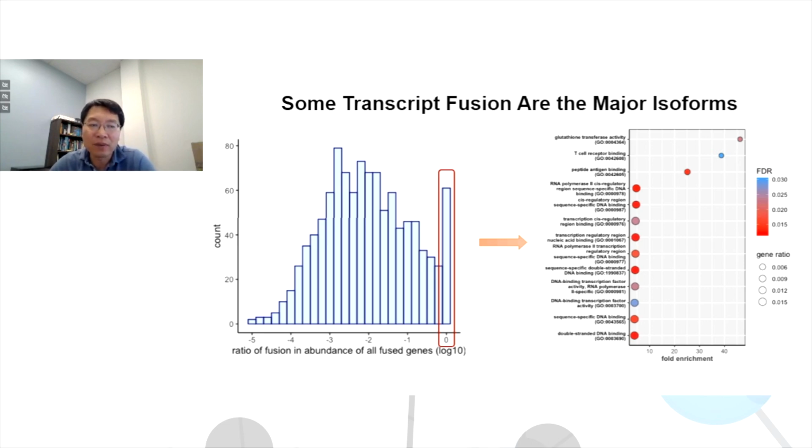However, you do have some fusion transcripts that actually turn out to be the major transcript isoform, which is quite interesting. And then we took these to look at the ontology, and interestingly, a lot of them are found to be related to the immune system.